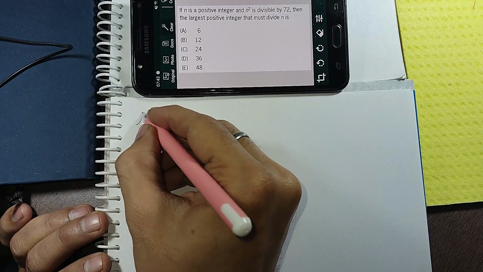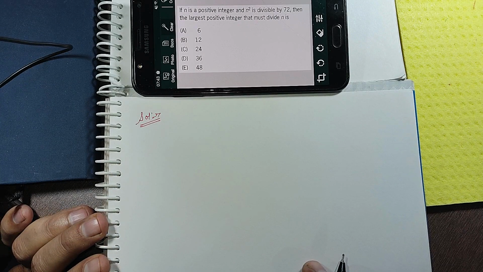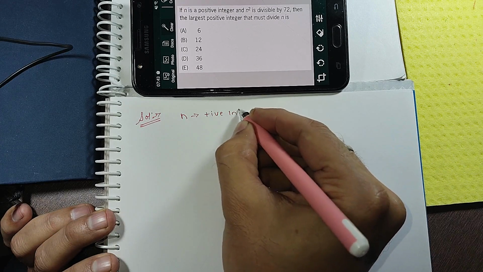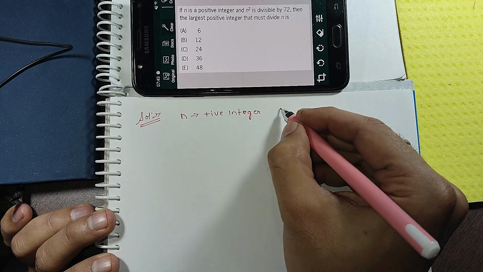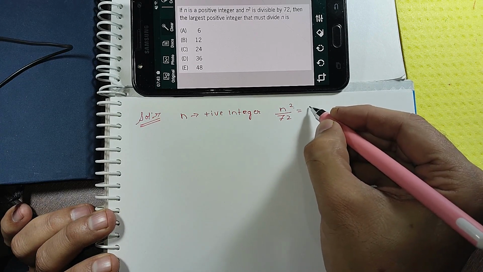If n is a positive integer and n square is divisible by 72, then the largest possible integer that must divide n is. Now see, n is a positive integer, right? First we will write the data. Now n square is divisible by 72, right? So that means it will give us some integer, right?